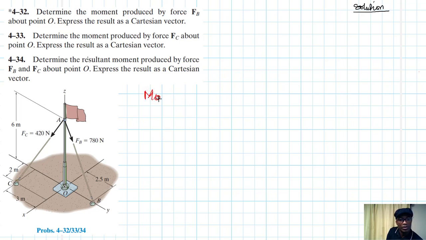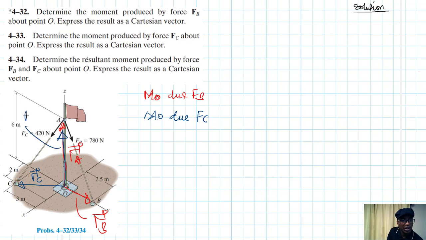So for the moment about point O due to FB, we have two possible moment arms. We have this one, this is RB, or we can also use this one, RA. Then for the moment due to FC, we have also two possible moment arms. We have this one, RC, and we also have this one again, RA.